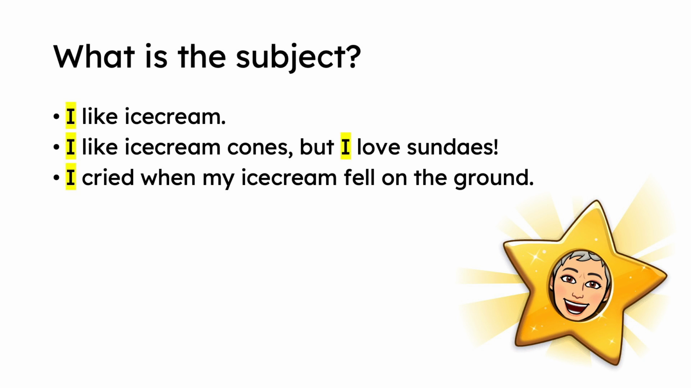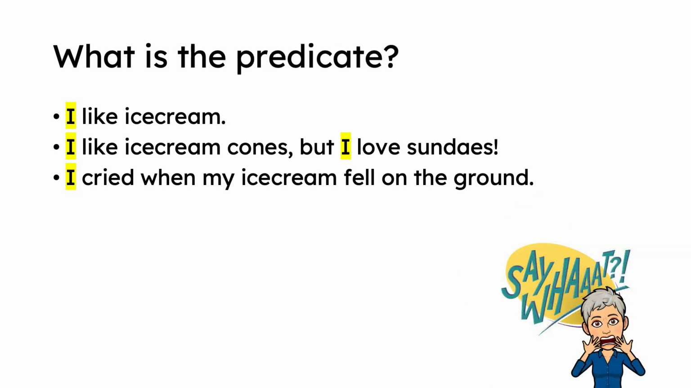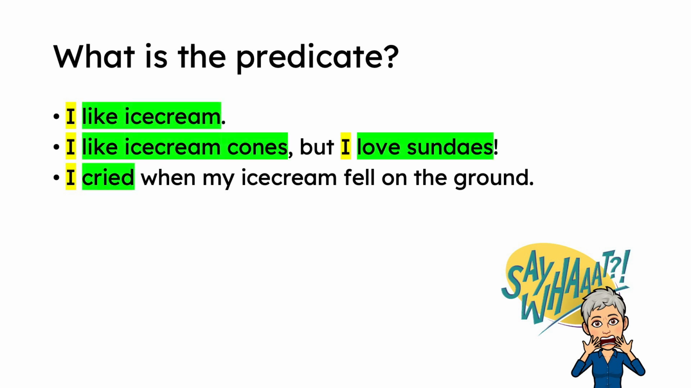I is the subject in these sentences. Every sentence needs a subject. Every sentence also needs a predicate. The predicate tells us something about the subject, either what the subject does or is. Can you find the predicates in each sentence? Like ice cream cones, love Sundays, cried.